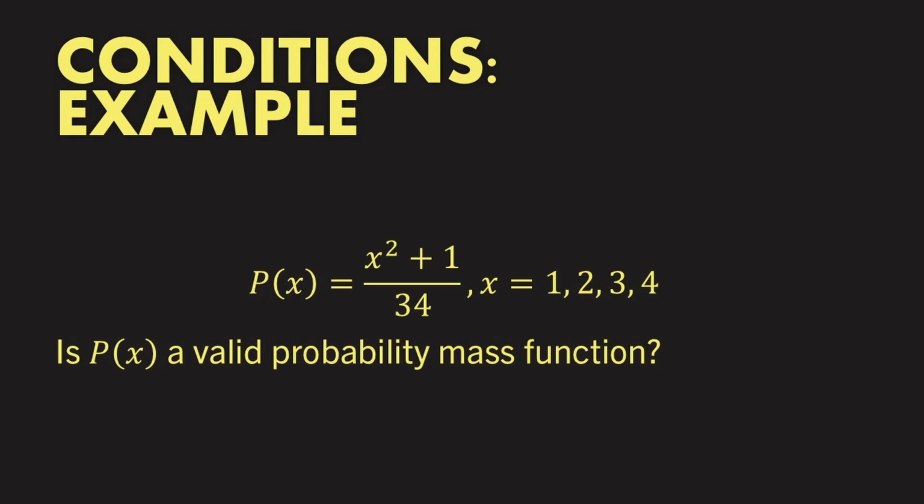Let's see an example of this. Let's say you have this function. P of x equals x squared plus 1 divided by 34. The domain of this function is 1, 2, 3, and 4. We want to see if this function is a valid probability mass function. What we want to see is that the results of p of x are actually a valid probability distribution.